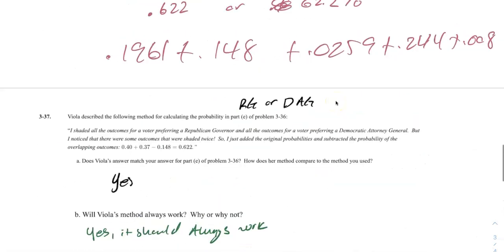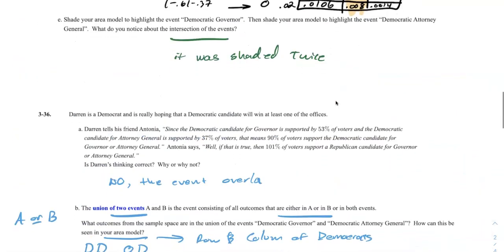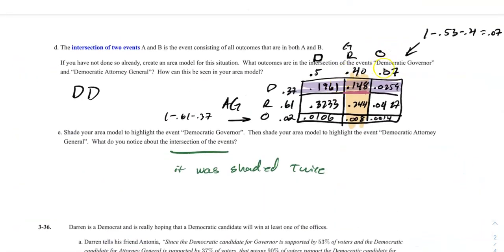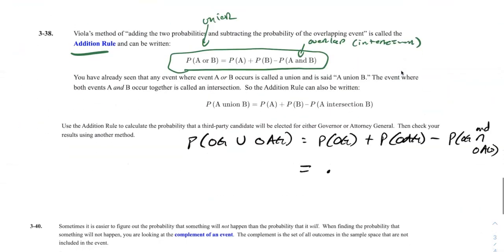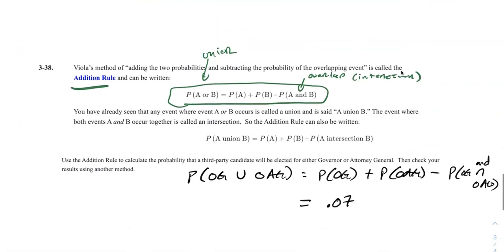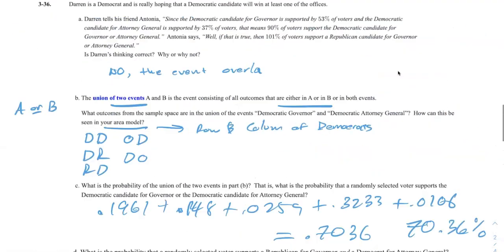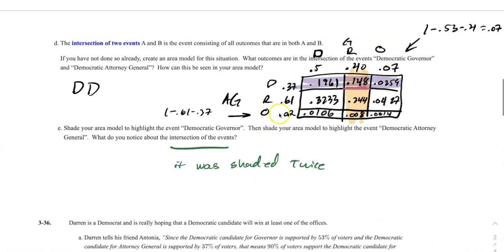So other governor would be right here. We add all these up, and it says 0.07. Other governor, 0.07. Other attorney general: we add all these up, or it's just this value here. They let us know 0.02.